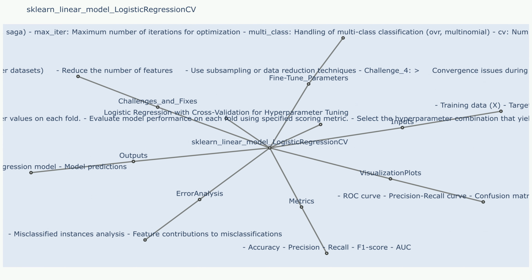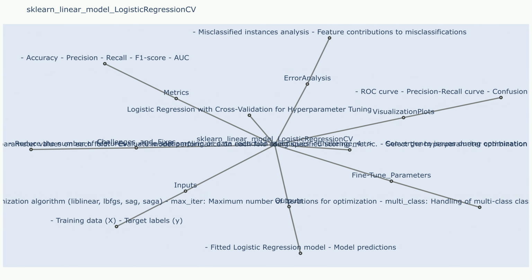Fixes to challenge 2. Oversampling. This technique involves increasing the number of instances of the minority class by creating duplicates or synthetic samples. Undersampling. This technique involves reducing the number of instances of the majority class. Weighted sampling. This technique assigns different weights to different classes during training to account for the class imbalance.